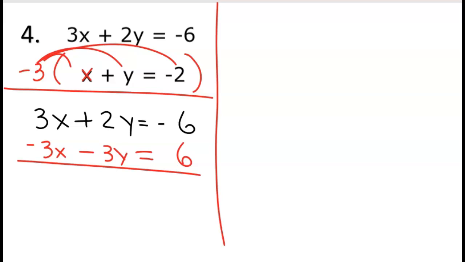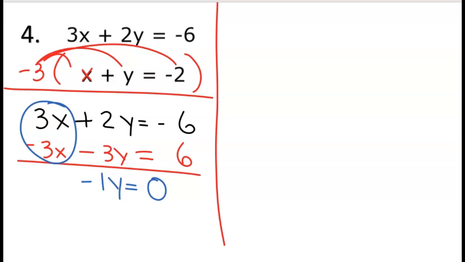And I'm going to add up all the columns. What's going to happen when I add up the x's? That's why I multiplied by the negative 3, to make these cancel out right here. And when I add up that column, and when I add up this column, the answer to this is not no solution. You can get no solution when the x's cancel out and the y's cancel out, and you have the 0.